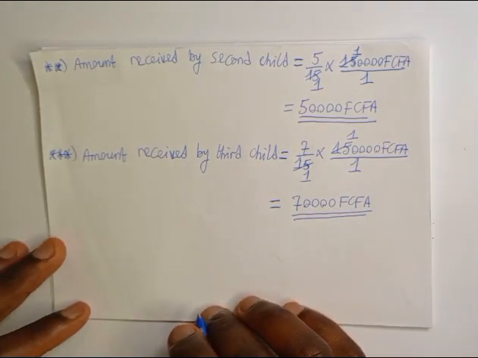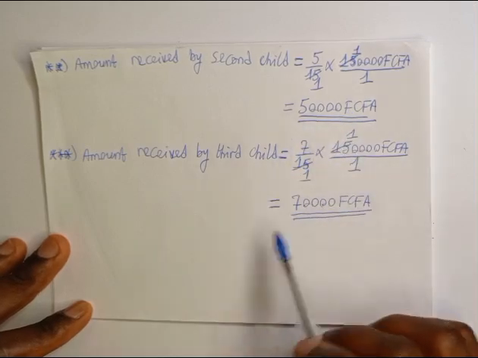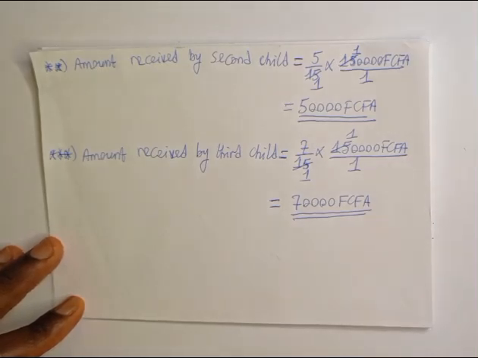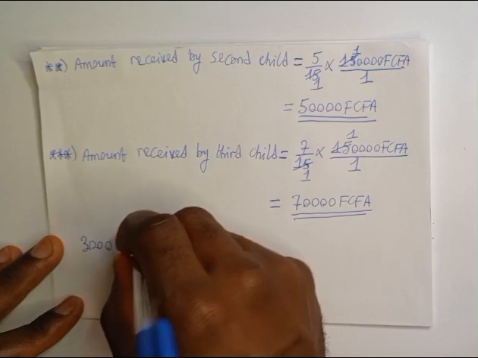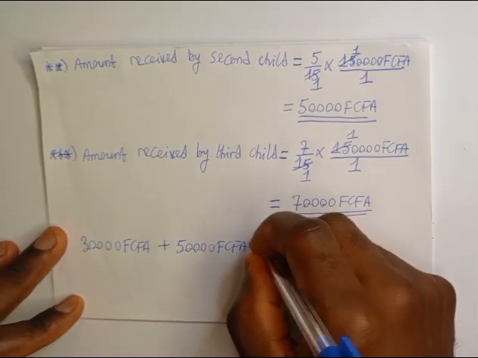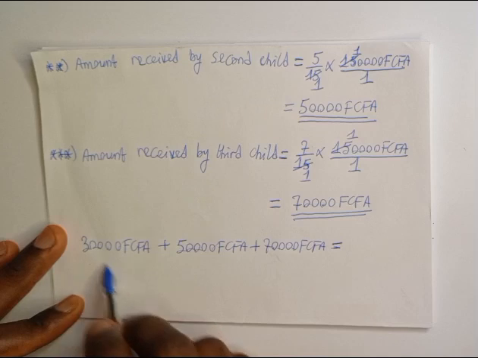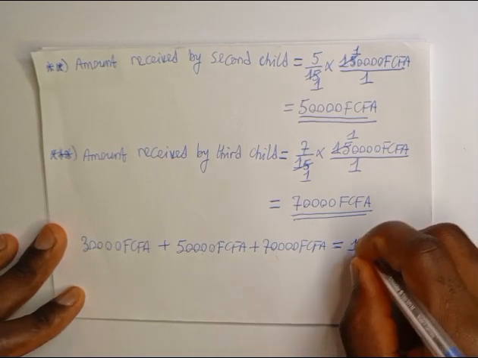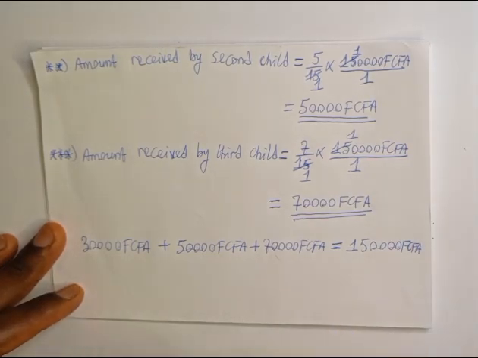It simply means out of the 150,000 francs shared, the first child takes 30,000 francs CFA, the second child takes 50,000 francs CFA, and the third child takes 70,000 francs CFA. If we sum the amount received by each child, it should equal the total amount of money which was shared. Let's verify. 30,000 plus 50,000 plus 70,000: 30,000 plus 50,000 gives us 80,000, and 80,000 plus 70,000 gives us 150,000 francs CFA, which is the total amount shared by the father. We are done with this question.